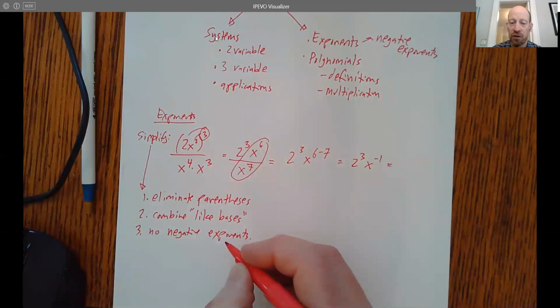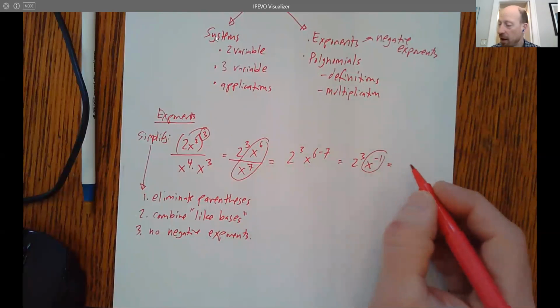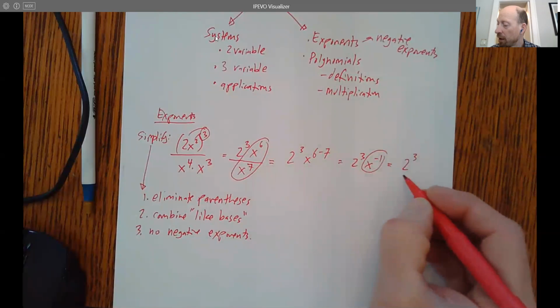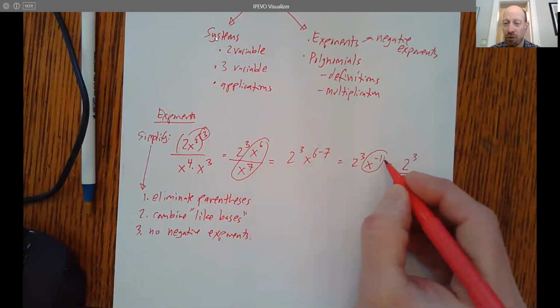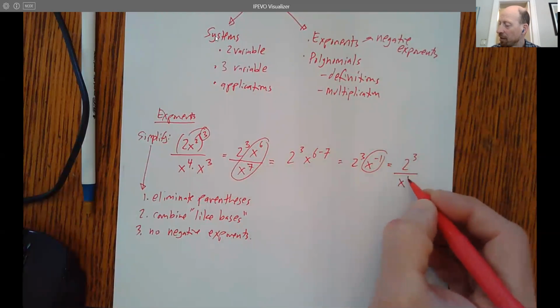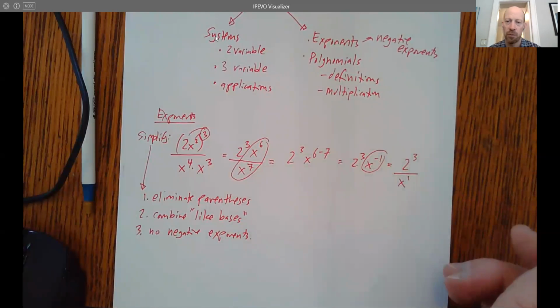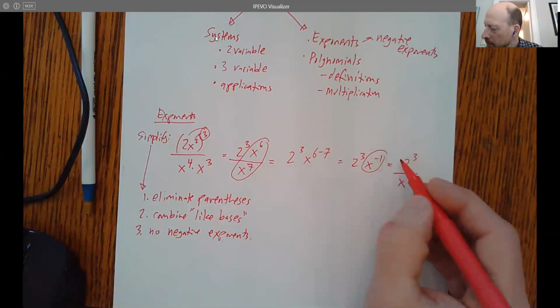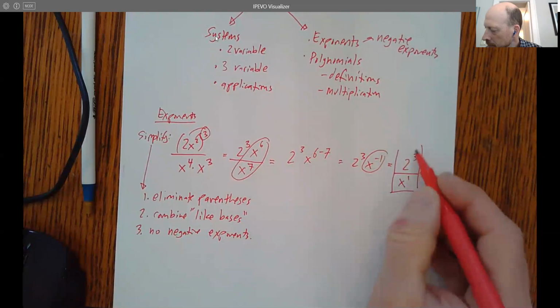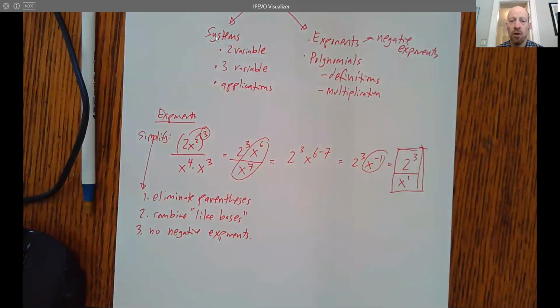And my third rule here is no negative exponents. So this x to the minus 1, I need to get rid of or rewrite. And the way to do that is to bring the negative exponent down to the bottom, which is going to make that a positive 1. Or you don't need that, you don't normally write that. So that's the simplified version of that original exponent problem.